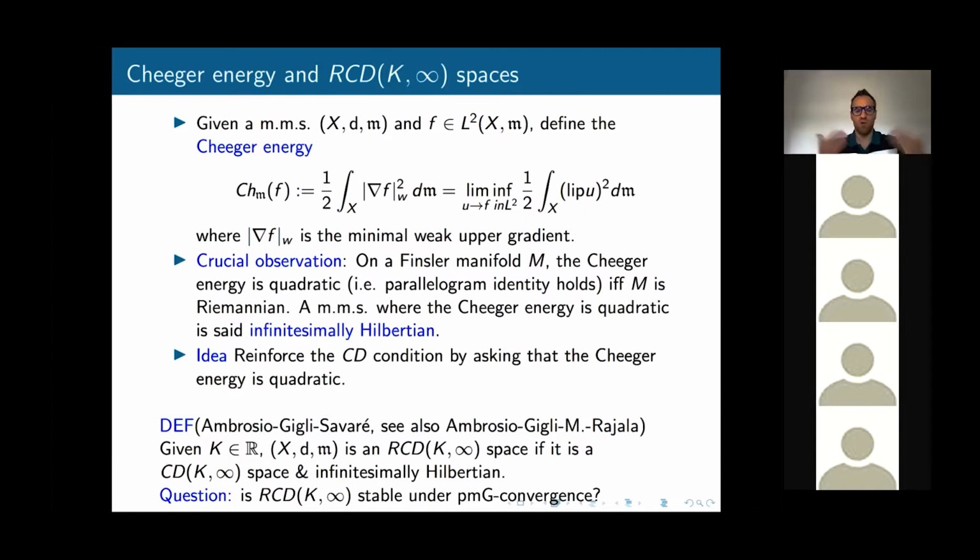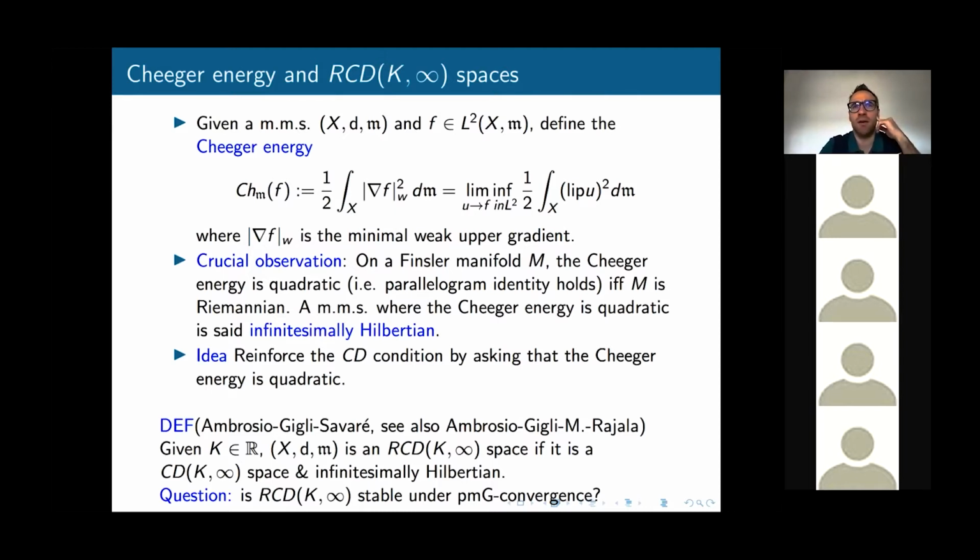Okay. Now we ruled out Finsler geometries. We are quite happy, but remember that our goal was to detect a stable condition. So now the fundamental question is: is the RCD(K,∞) condition stable under pointed measured Gromov convergence? Okay, and notice that the stability here is more subtle, because the stability of the CD(K,∞) condition is morally due to the fact that convexity is stable under a zero-order convergence.